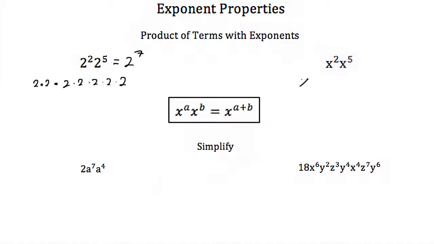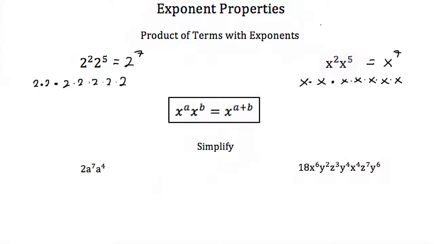Same thing happens if we use variables. x squared is x times x, and we're going to multiply that by x to the 5th, or x times x times x times x times x. What we end up with here is 7 x's. So this is equal to x to the 7th.